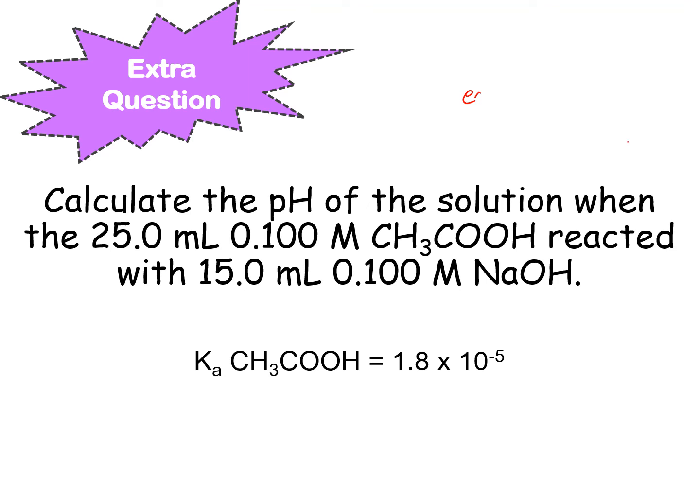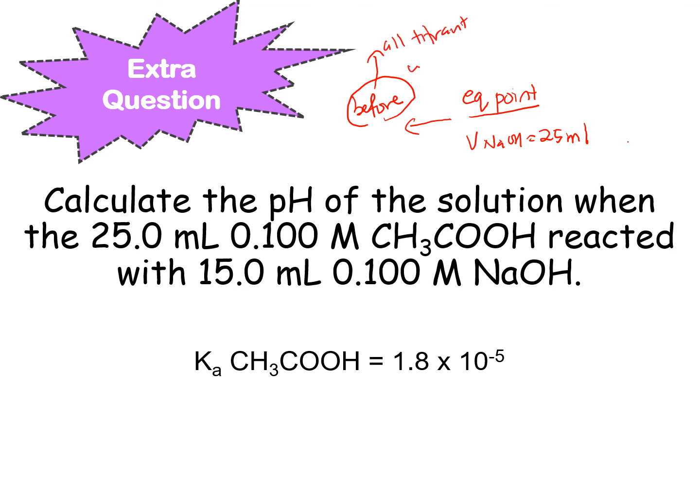Okay, our equivalence point is when the volume of sodium hydroxide becomes 25 ml. Maksudnya, kalau volume sebelum, so kita akan ada before equivalent point lah. So before the equivalent point, okay, all titrant will be used up. Maksudnya titrant semua akan habis.